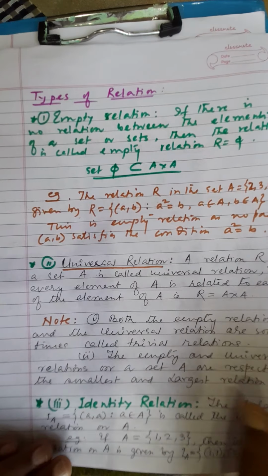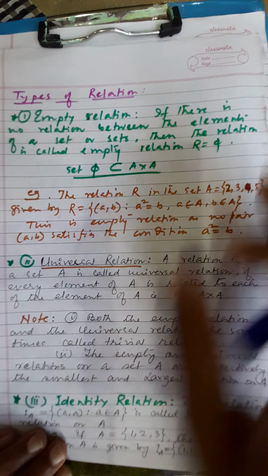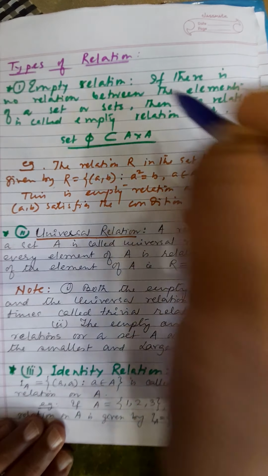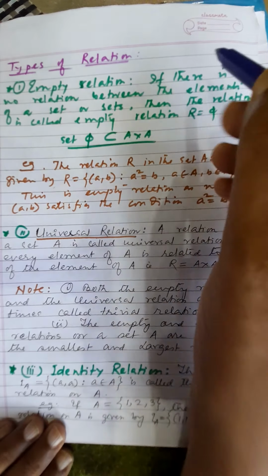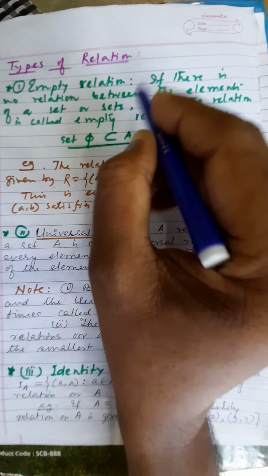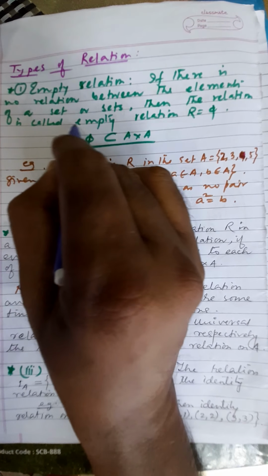Next, see types of relations. What are the types of relations? There are so many types of relations. Let us discuss the types of relations. The first type of relation is the empty relation. What is an empty relation? If there is no relation between the elements of a set, then the relation is called an empty relation.